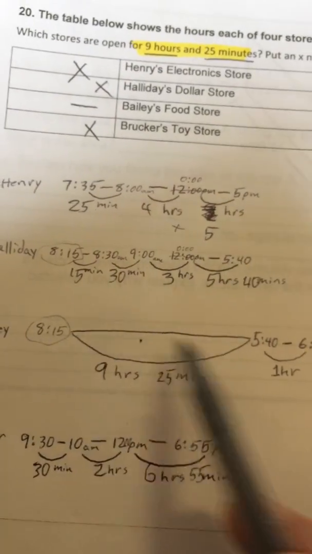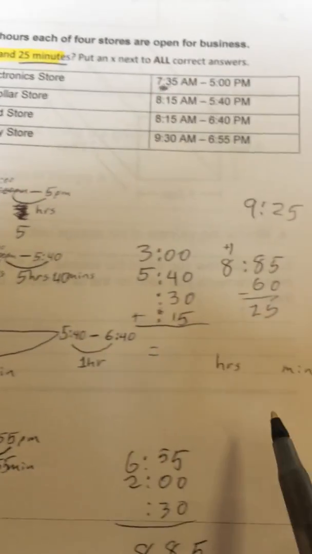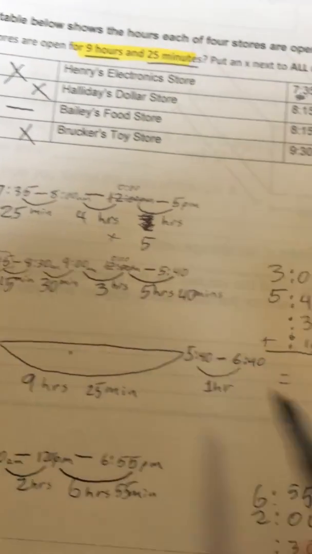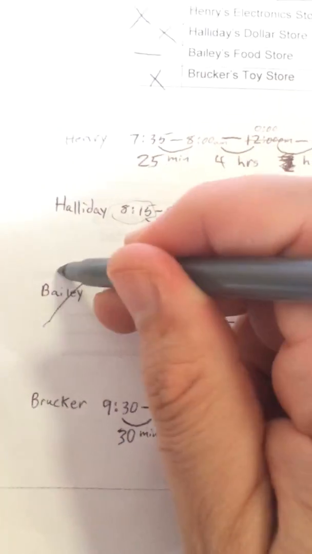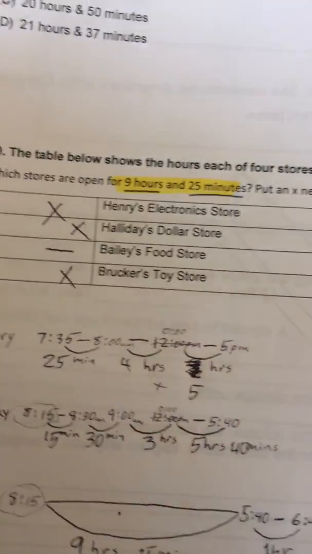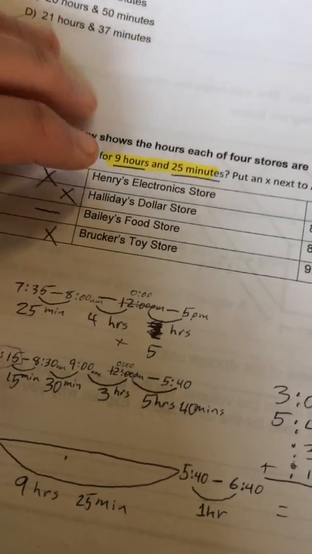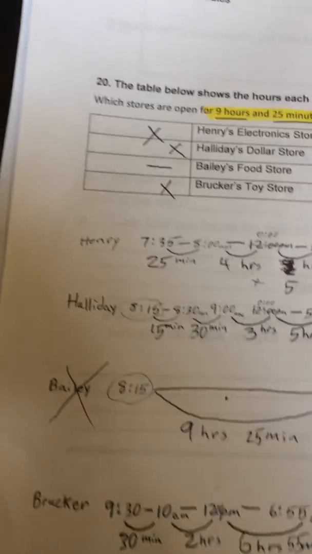So write that benchmark all the way to 5:40. 9 hours and 25 minutes, plus an hour equals how many hours? Oh my goodness, that equals 10 hours and 25 minutes. So Miss Bailey, she's open longer. Maybe you do want to go to that store, but they want to know how many stores are open 9 hours and 25 minutes. Not at least, but when they say just that, they mean exactly. Okay, and so you're not going to choose Bailey's.